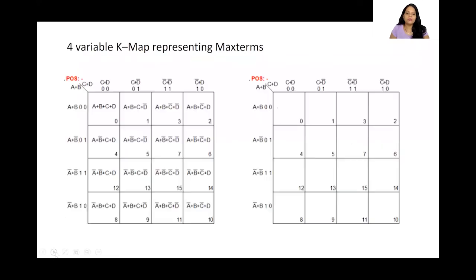Let's see the four variable. So this is a four variable K-map. See the values here: 0, 1, 2, 3, 4, 5, 6, 7, 8, 9, 10, 11, 12, 13, 14, 15, isn't it? Those values are going to be the same. The difference is we are doing the OR operation between the variables, and wherever there is 0, we consider it as a non-complemented variable, and wherever there is a value 1, we consider it as a complemented variable. I hope there is no confusion now.